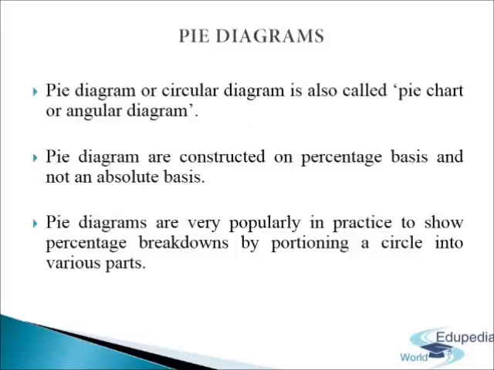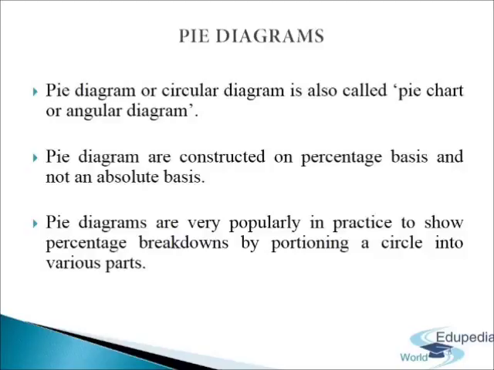And last we come to pie diagrams. Pie diagram or circular diagram is also called pie chart or angular diagram. A pie diagram is a circle divided into component sector with areas proportional to the size of the corresponding component. Pie diagrams are constructed on percentage basis and not an absolute basis, because a series of pie diagrams showing absolute figures would require that larger totals be represented by larger circles, which will involve many difficulties. Percentages can be represented by circles equal in size.